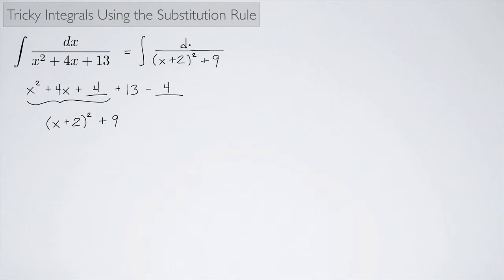So why did I want to do that? Well, now let's try a u substitution, and we will let u be x plus 2. How does that work? Well, let's try it and see what happens. So then du is just dx. Well, if I did that, I'm going to get u squared plus 9 on the bottom.